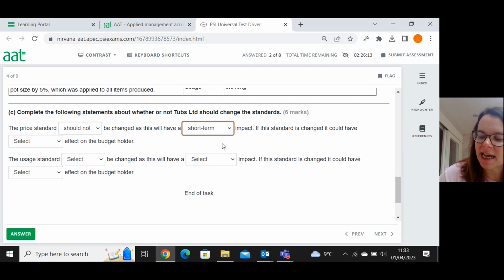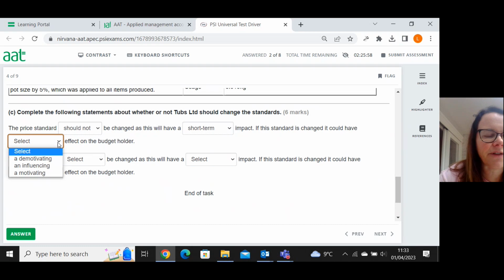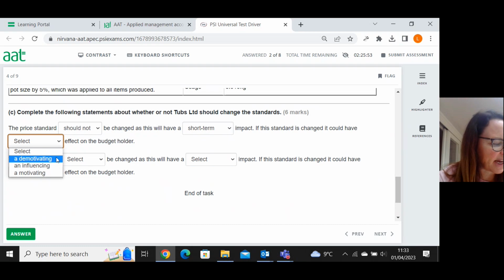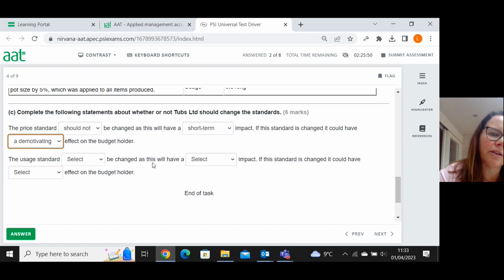Right, so if we went changing the standard and then it changes, the price was just a short-term fluctuation, then we have to move the standard back again. It's a bit of a palaver. So should not be changed as a short-term impact. If this standard is changed, it could have possibly a demotivating effect on the budget holder, because basically saying, right, you've got to get it for this cheaper price now, but it might have just been a blip in the market. So if they can never possibly get that price moving forwards, then it wouldn't be a good management tool.